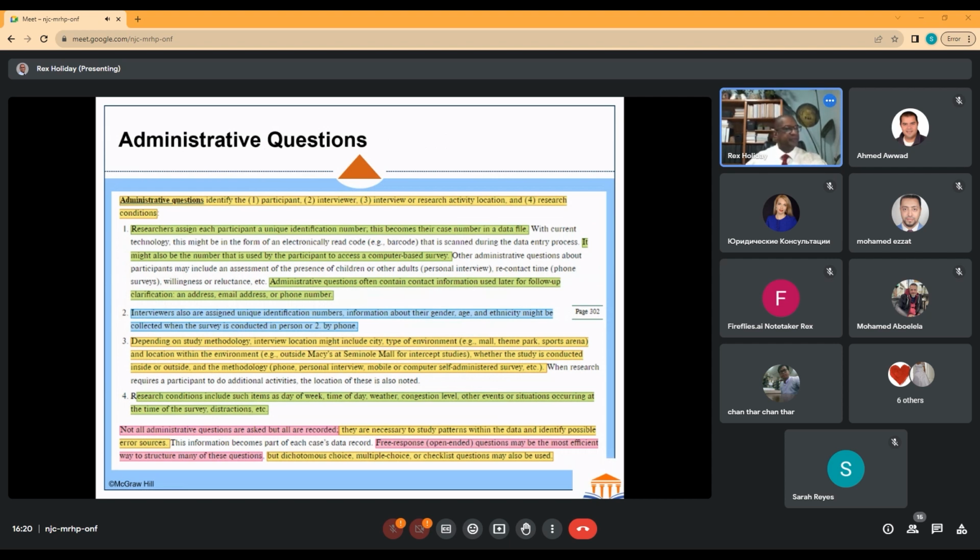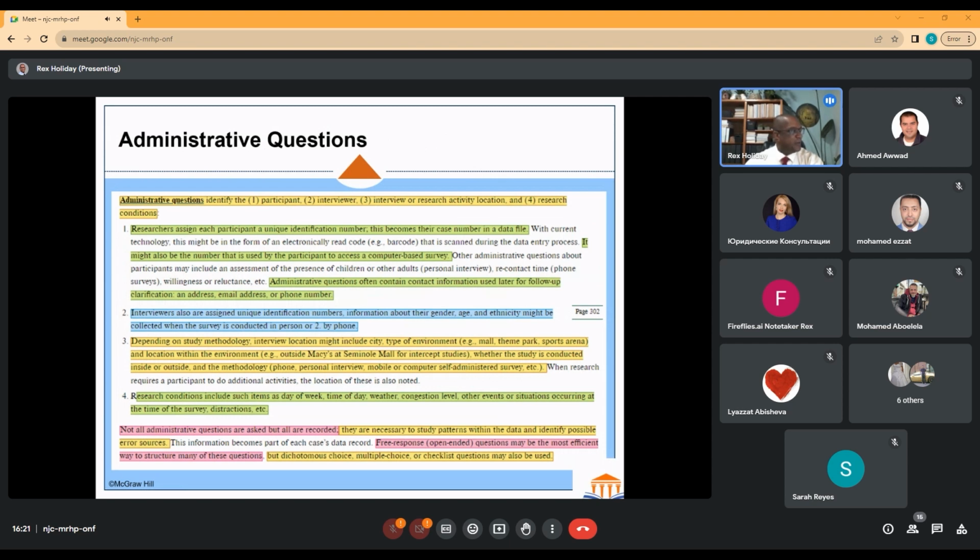Okay, so that's all the administrative stuff that is important and critical when you're creating that. This is all part of that instrument design. And then interviewers are assigned unique identification numbers. Information about their gender, age, and ethnicity might be collected when the survey is conducted in person or by phone. So the persons doing the interviews, their information is also collected. That's probably self-explanatory, right? You need to be able to contact them if you have a question about the data that they've collected.